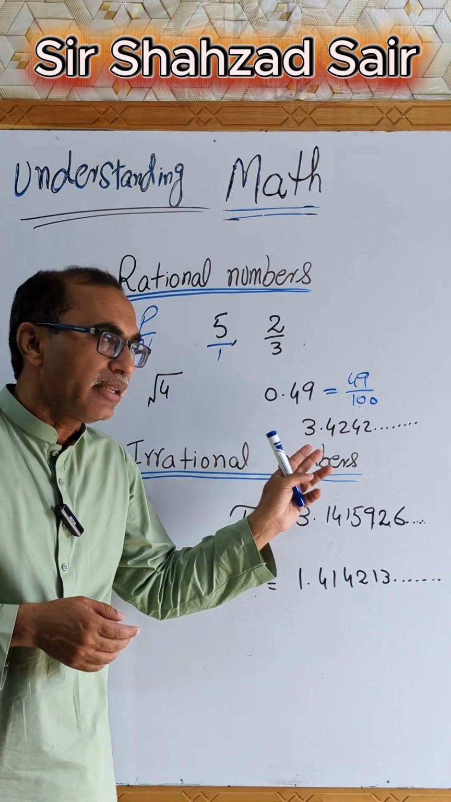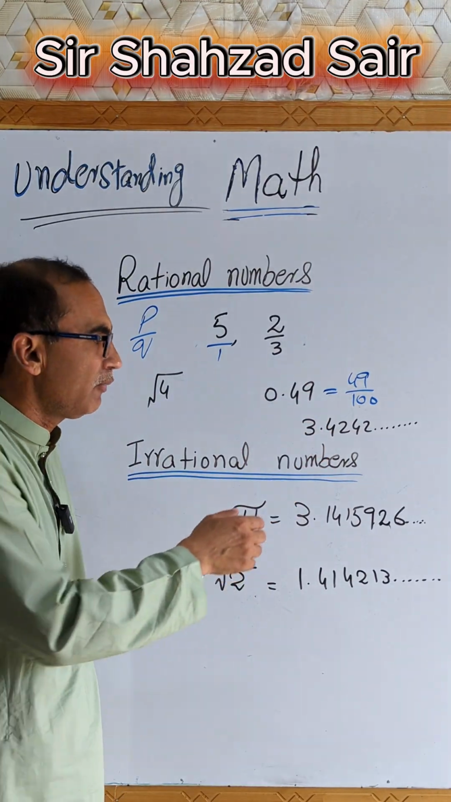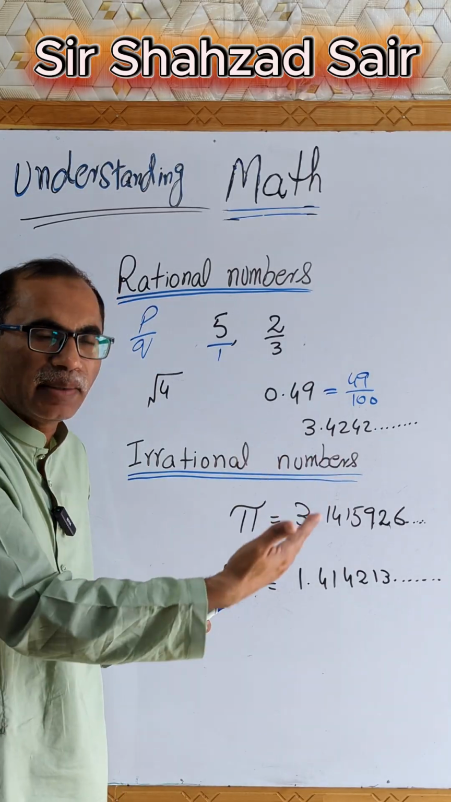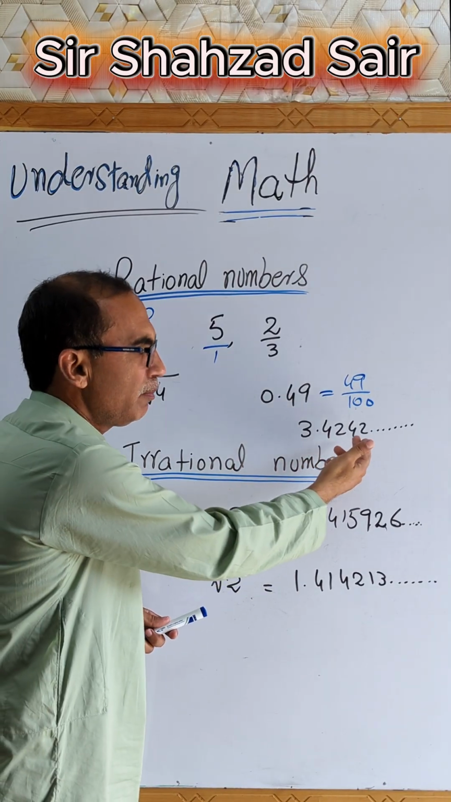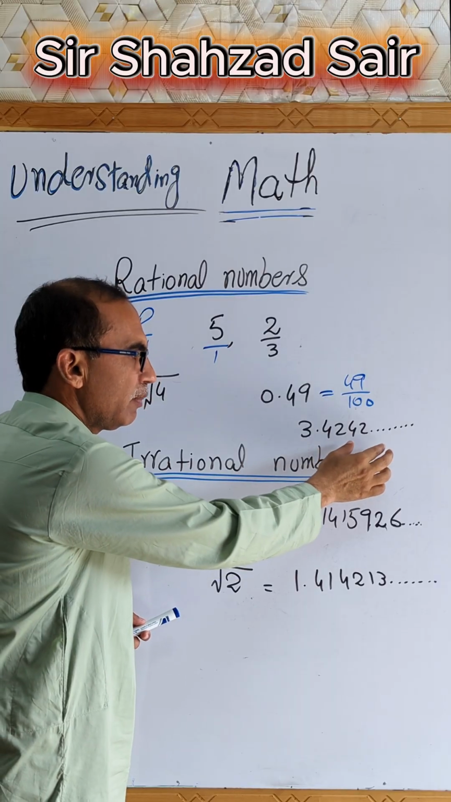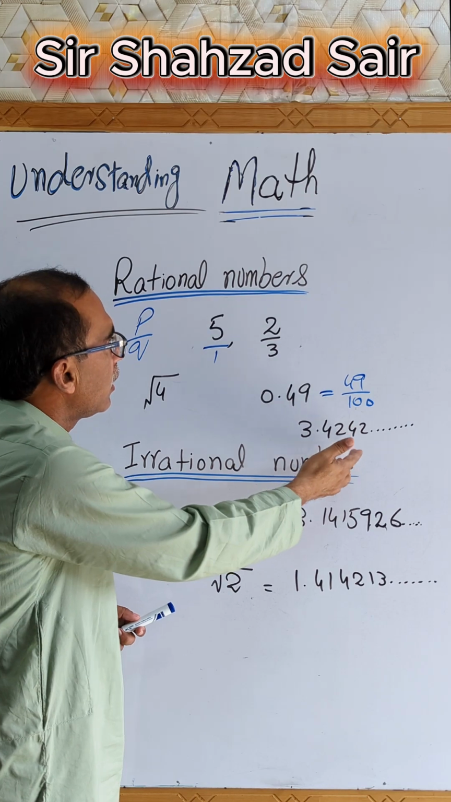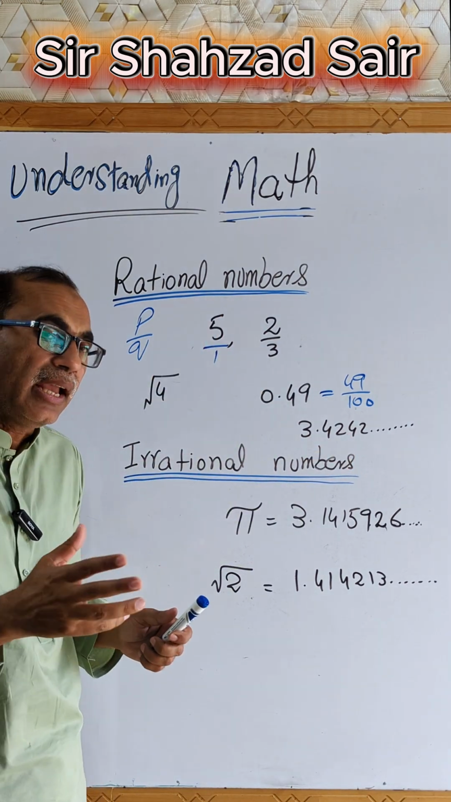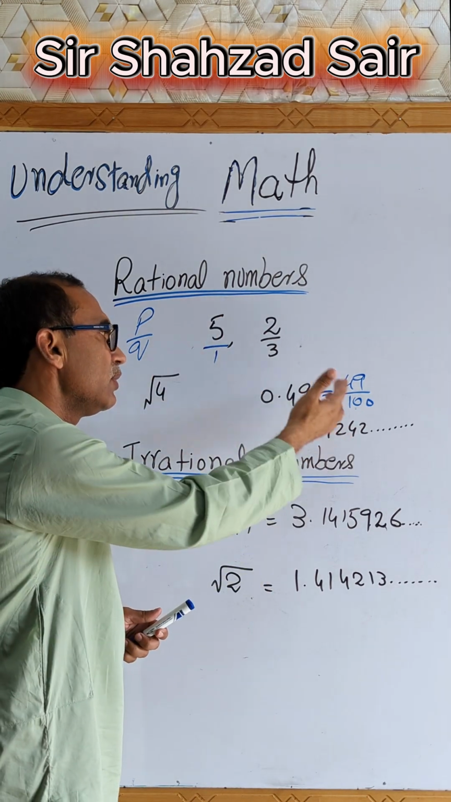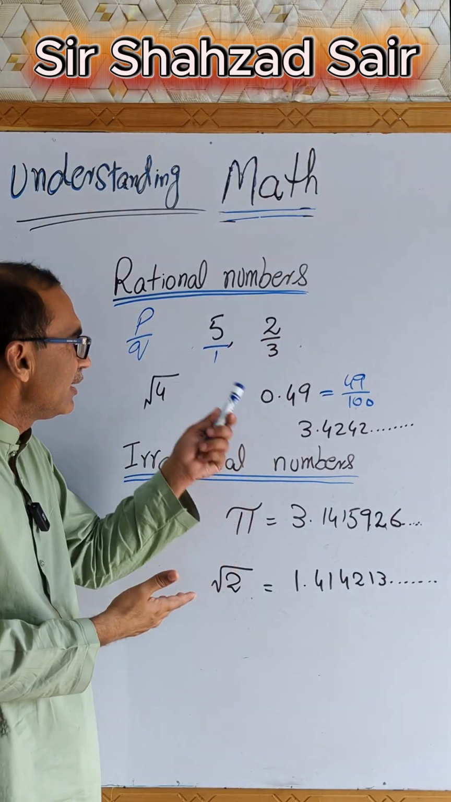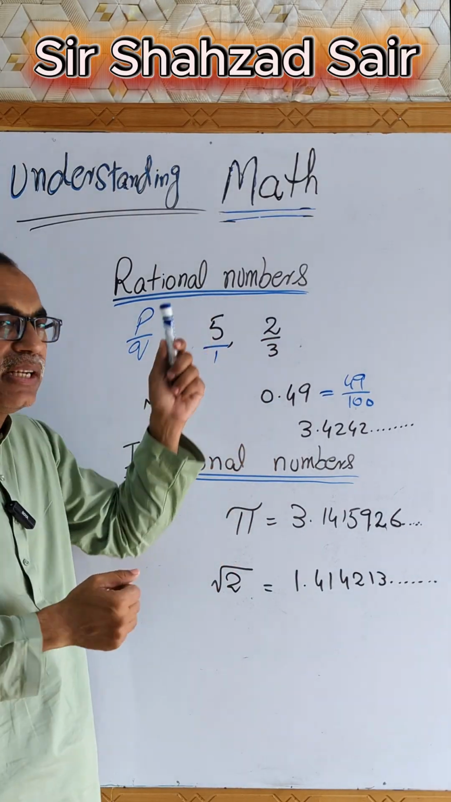And there is another decimal number example where the digits after the decimal repeat themselves. There comes a specific pattern, and if there is a specific pattern and the number goes on after the decimal, these numbers are also rational numbers because we have a method to convert these in the form of P over Q. So these are all the examples of rational numbers.